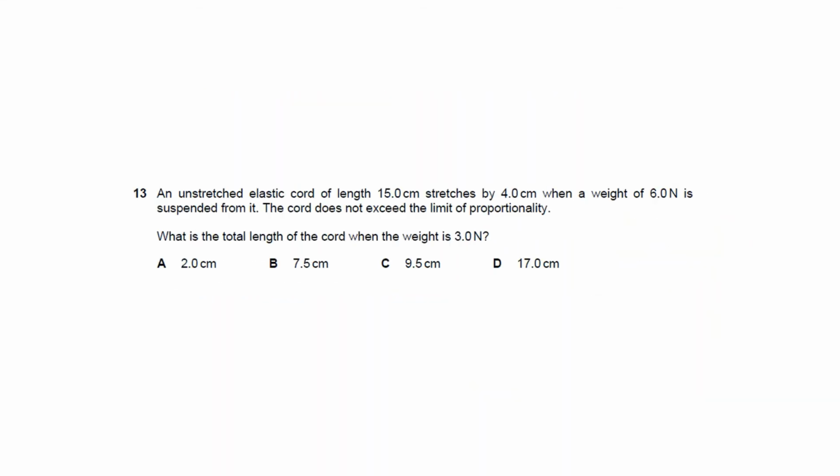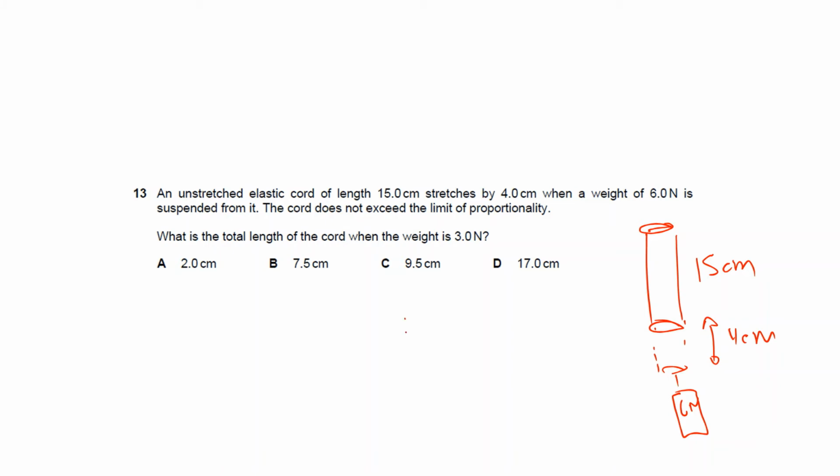Now, question number 13. It says that an unstretched elastic cord of length 15 centimeters stretches by 4 centimeters when a weight of 6 Newton is suspended from it. The cord does not exceed the limit of proportionality. What is the total length of the cord when the weight is 3 Newton? So here's the thing. You have an elastic cord, and it was initially 15 centimeters, and then it actually stretched by 4 centimeters when we applied a weight of 6 Newton. So they're saying the cord does not exceed the limit of proportionality. What is the total length?